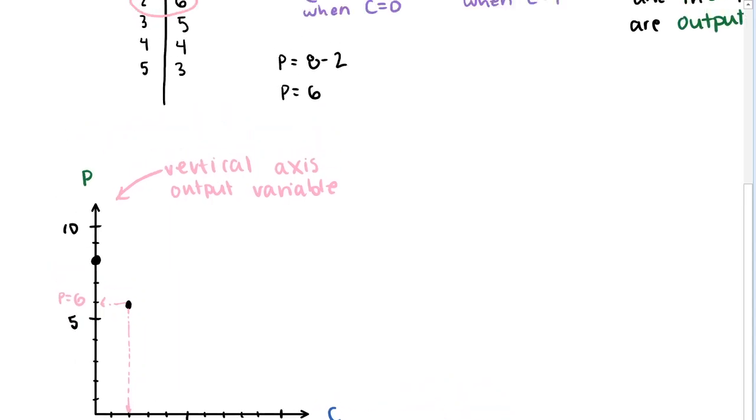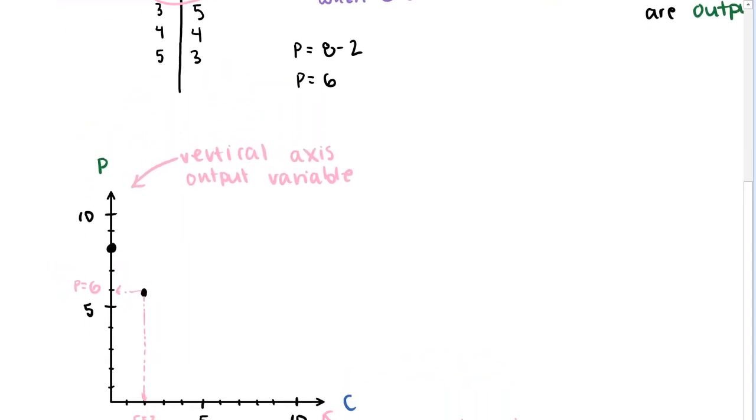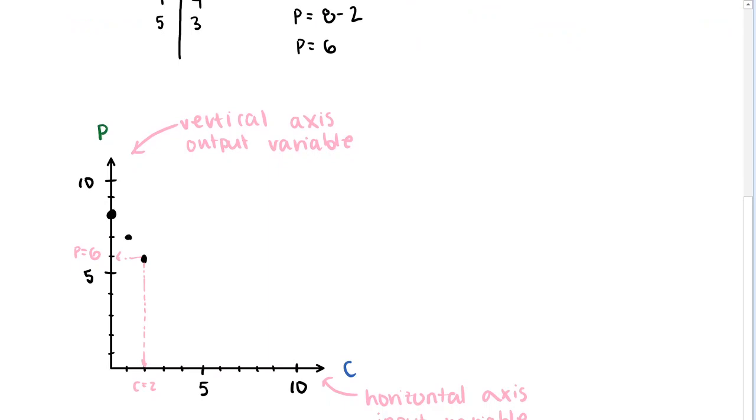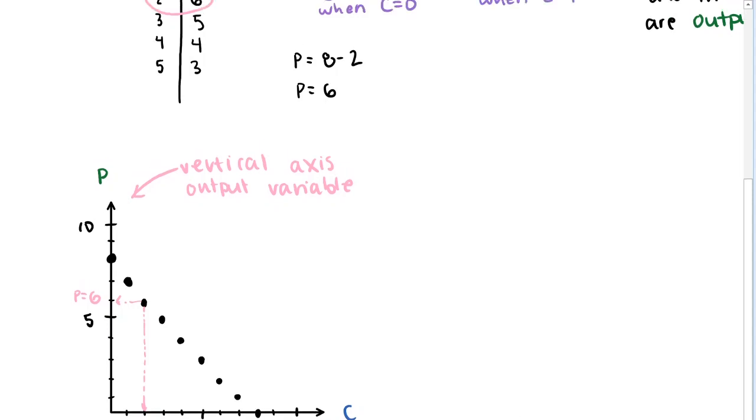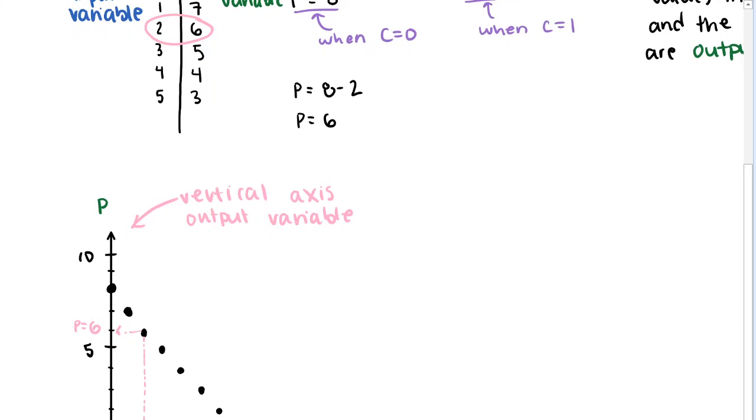And similarly, we have the pair 1 and 7, right? So here, that's this point here. Because if I look down to my C axis, I'm at 1, and if I look to my P axis, I'm at 7. Here we have 3 and 5. And we have 4 and 4, 5 and 3, 6 and 2, 7 and 1, and 8 and 0. Actually, we didn't list those out, but we can check that those would be values that would make the equation true.